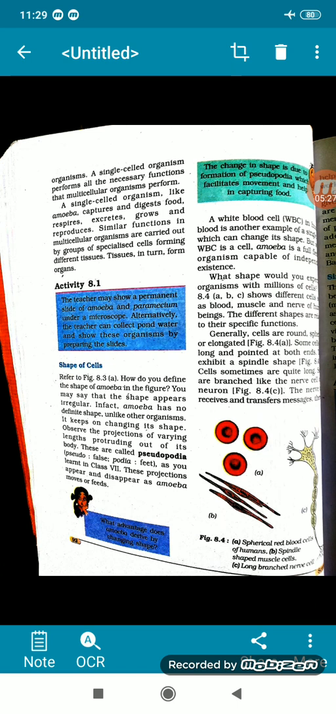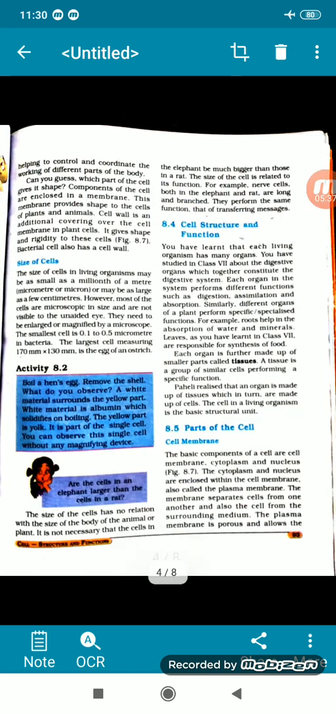Some are branched like the nerve cell or the neuron. The nerve cells receive and transfer messages, thereby helping to control and coordinate the working of different parts of the body. This membrane provides shape to the cells of plants and animals. Cell wall is an additional covering over the cell membrane in plant cells. It gives shape and rigidity to this cell. Bacterial cell also has a cell wall. Please underline. Now we go to the next one, size of cells.